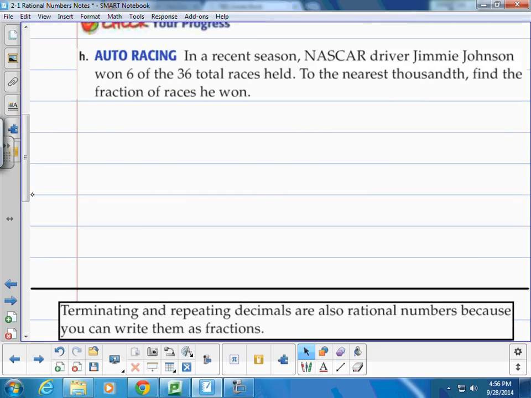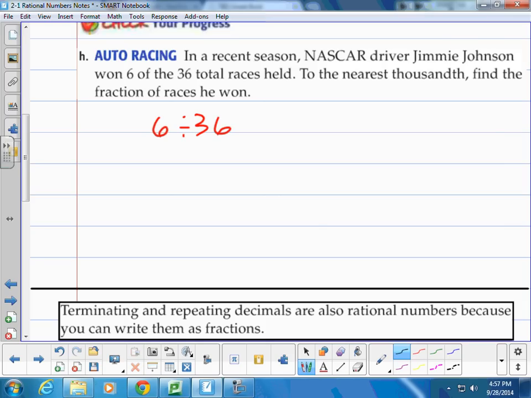Here's a word problem for you to try. In a recent season, NASCAR driver Jimmy Johnson won 6 out of 36 total races. Round to the nearest thousandths to find the fraction he won. So we're looking for 6 out of 36. So what you want to do is divide 6 divided by 36 and see what you get. And you can do that on your paper or not.